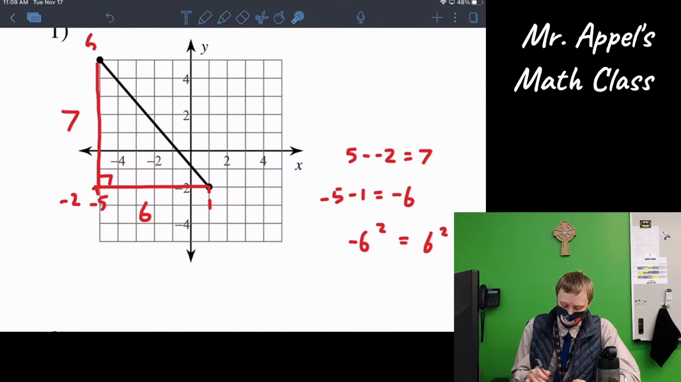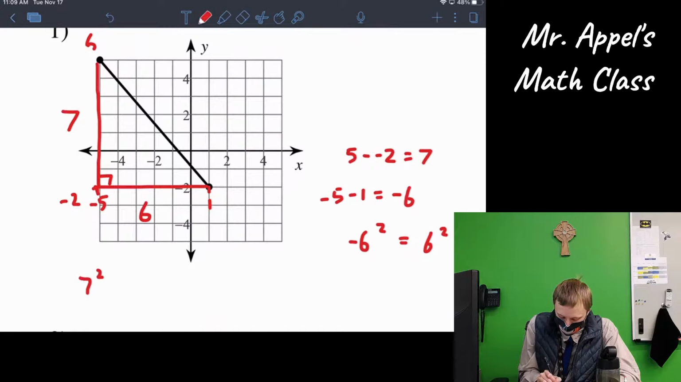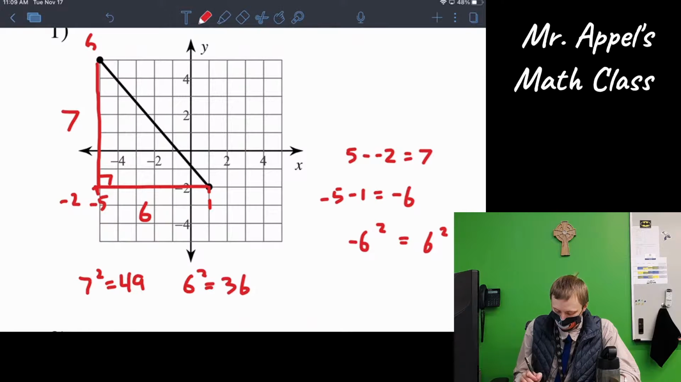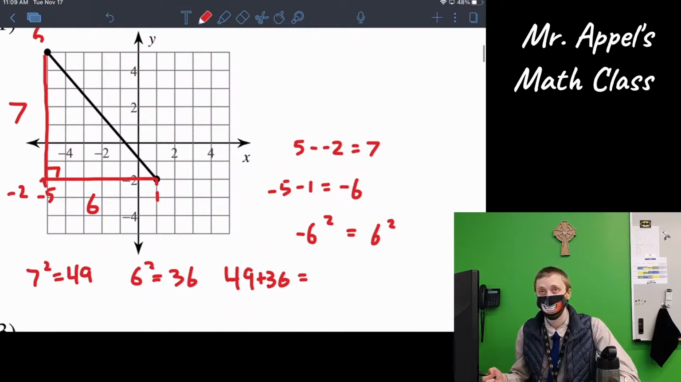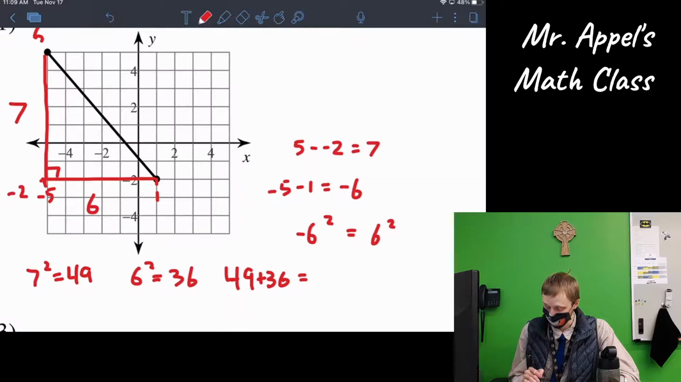All right, 7 and 6, that's not on my list of triples. So I've got to go the long way and actually square these. So 7 squared is 49. 6 squared is 36. 49 plus 36 equals 4, 5, 6, 7, plus 15. 85.